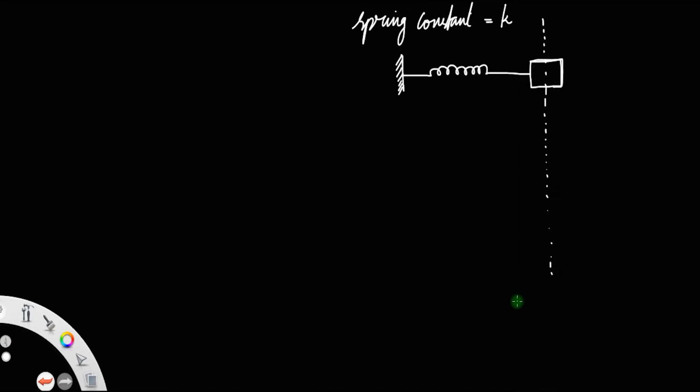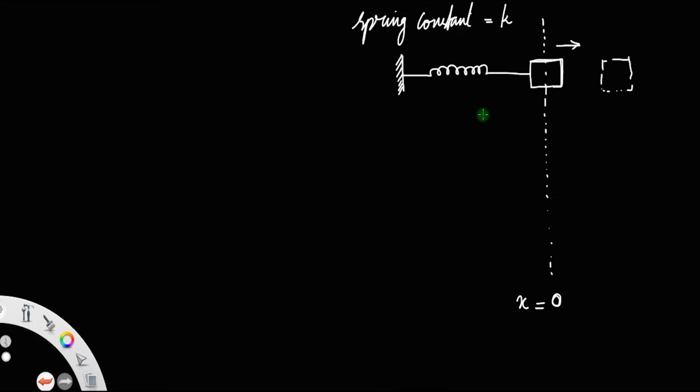Clear? We can call that x is equal to 0. We usually take the mean position to be the origin or the coordinate 0. Suppose when a force is applied to this mass in the right direction, we stretch this mass to this length and then we release, the mass starts to oscillate about the mean position.